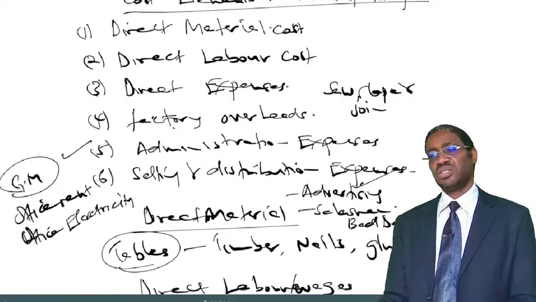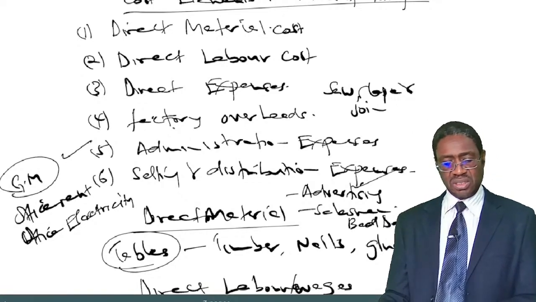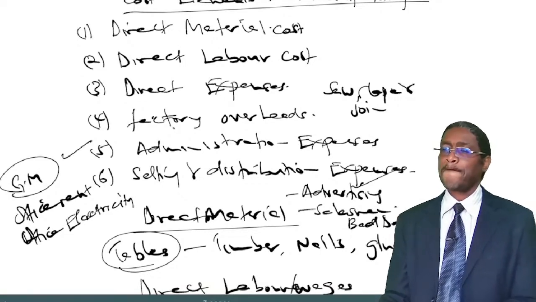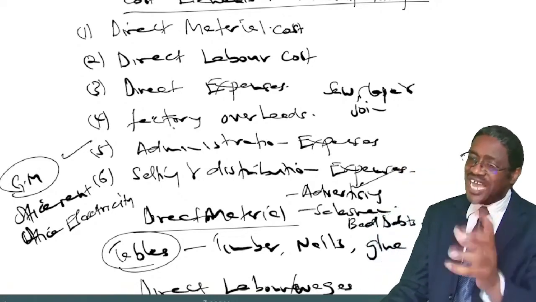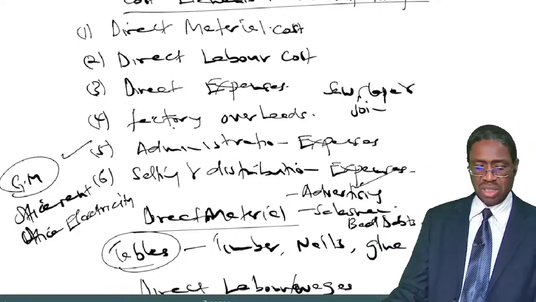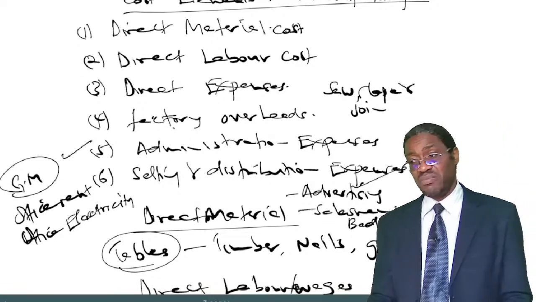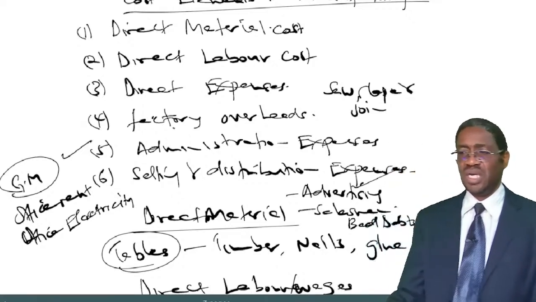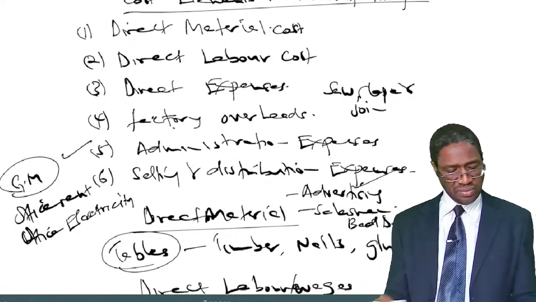E.g., factory rent, factory insurance, indirect materials, indirect labor, etc. Good.